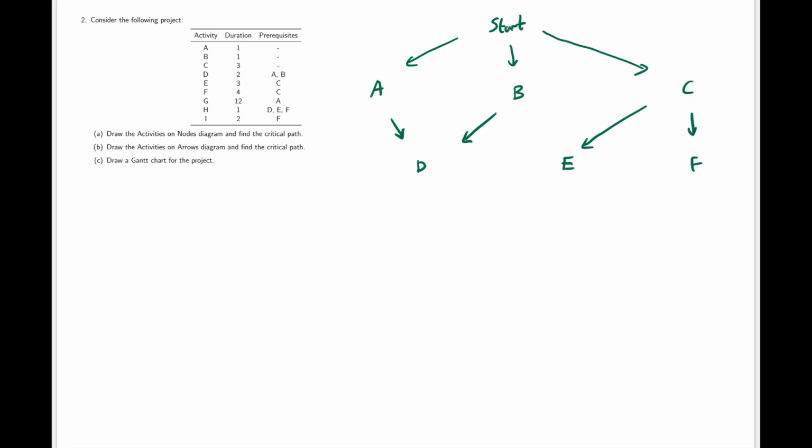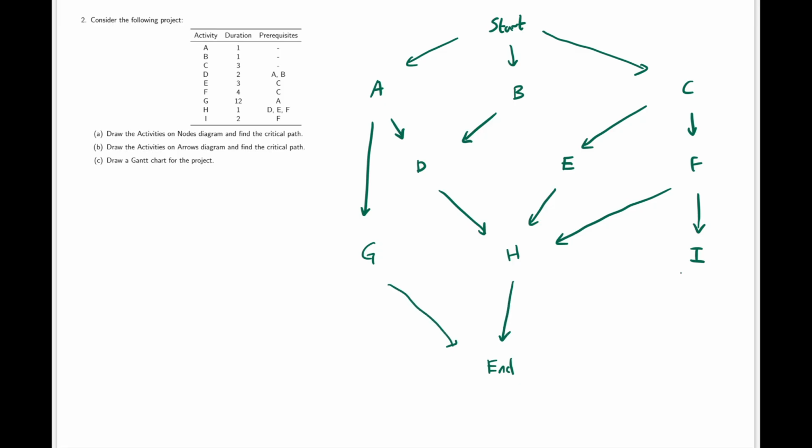G has A as a prerequisite. H has D, E and F as prerequisites. I has F only as a prerequisite. And finally we have an end node whose prerequisite is all those activities without prerequisites themselves. In this case G, H and I. So this would be the general structure of our activities on nodes diagram.